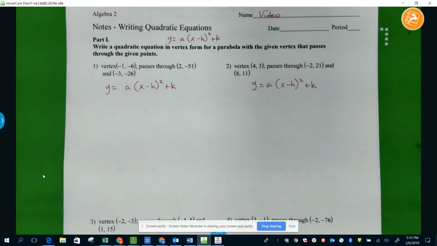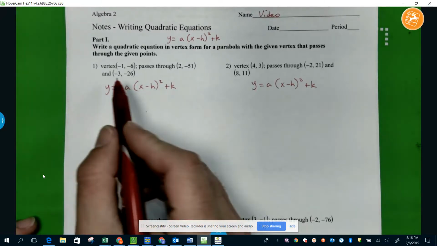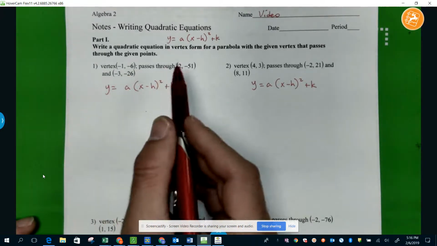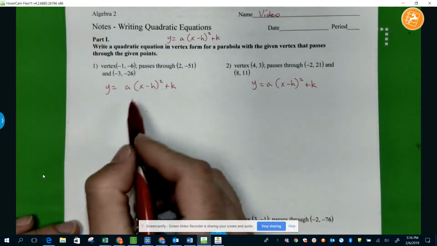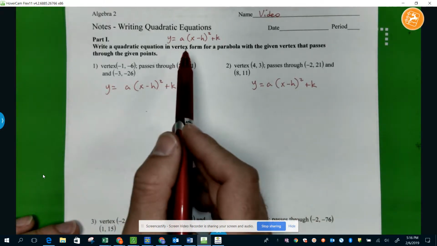Okay, today we are looking at writing equations. The last couple of days we have been taking the equations and graphing them. Today we're going the opposite direction. Today they are giving us the vertex and a couple of coordinates that we can use, and it's our job to write the equation. Now we're going to write it in vertex form.